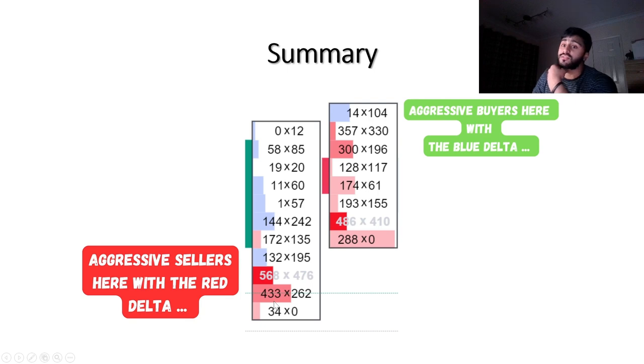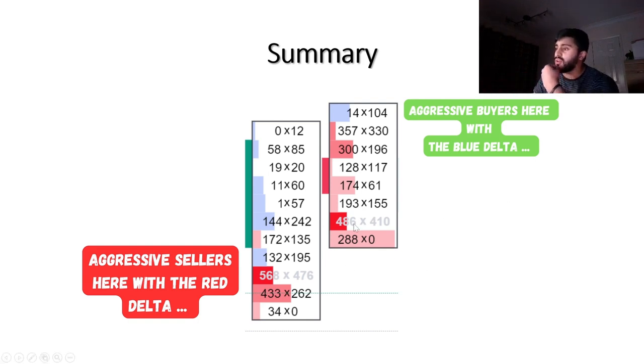433 for 262. That's a 2-to-1 ratio. So you had double the amount of aggressive sellers as you had aggressive buyers. So the truth is you'd have a demand zone over here. This would be a demand area. And you know that the demand area is supported by buyers because there's aggressive sellers that are failing to drive price higher. This is the absorption principle that we will be going over in later videos and tutorials.